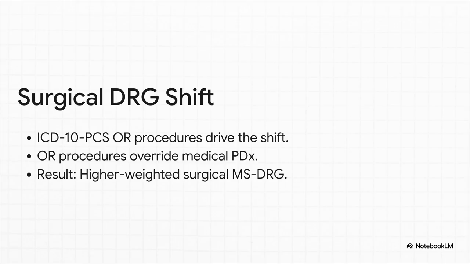Now, within the MS-DRG architecture, cases are partitioned into medical or surgical groups. The absolute golden rule here, and you cannot forget this, is that if a procedure is present that meets the CMS definition of a major operating room procedure, it actively overrides the medical diagnosis. Think about it. A patient admitted for heart failure who then receives a major valve replacement is instantly shifted from a medical DRG to a much higher-weighted surgical DRG. It changes the entire grouping.